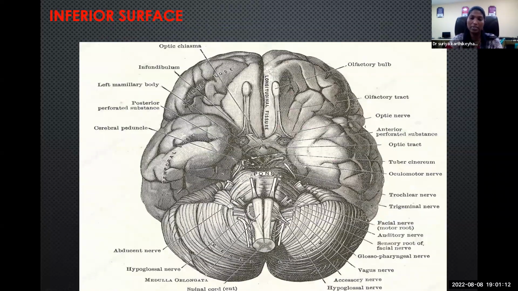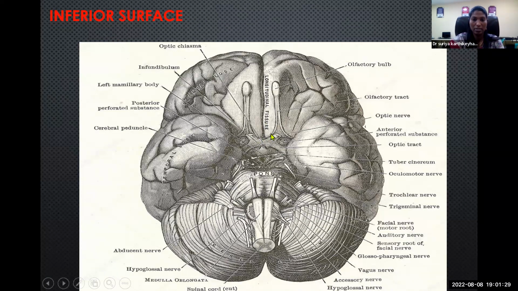This is about the inferior surface. There is nothing much important in the inferior surface. We have only the olfactory bulbs. This is the inferior surface of the brain. We are seeing the brain from the inferior aspect, that is the inferior view. Here you can make out the olfactory bulb on either side.